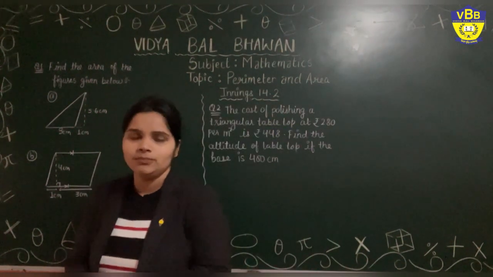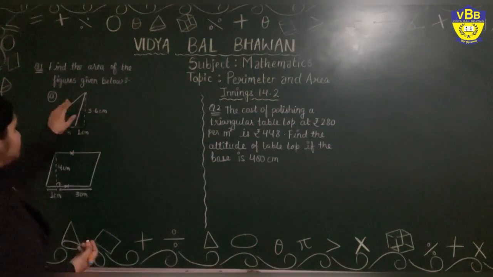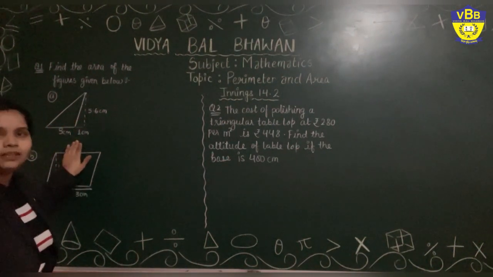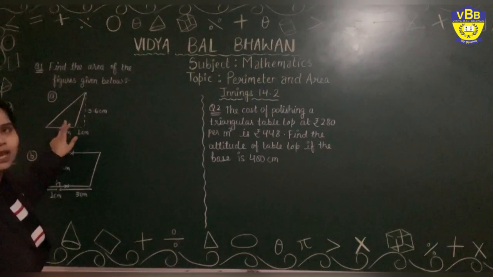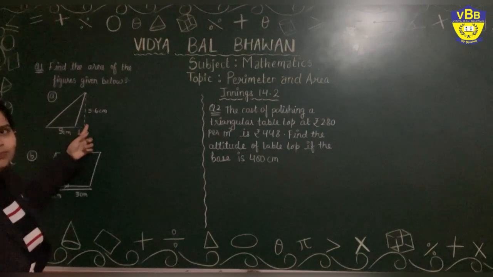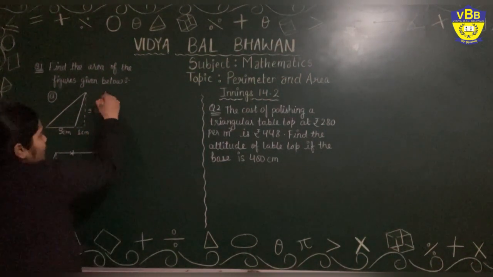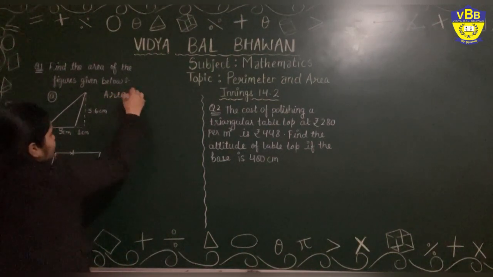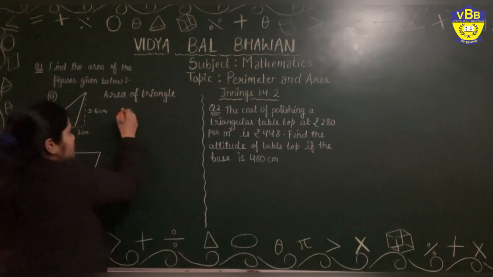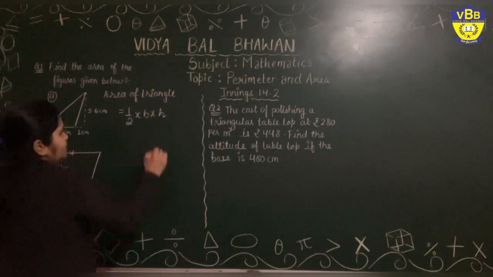Let's start with question number 1: find the area of the figures given below. You can see this is a triangle. It is an obtuse angle triangle, that's why its height is given outside this triangle. So what is the area of the triangle? First we will write: area of triangle is equal to half multiplied by base multiplied by height.